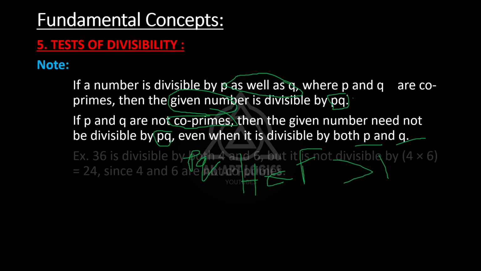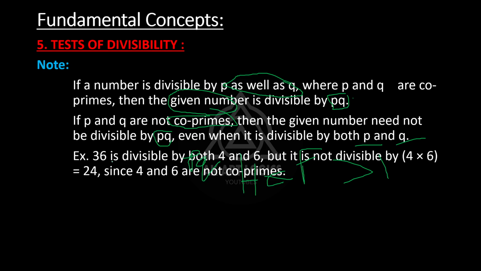Okay, so let us see some examples. 36, as I have discussed, is divisible by both 4 and 6, but it is not divisible by 24, which is the product of 4 and 6, right? Because 4 and 6 are not co-primes. The HCF of 4 and 6 is 2, because 1 can divide 4 and 6, but 2 also can divide 4 and 6, isn't it? So here HCF becomes 2. So even though 36 is divisible by 4 and 6 individually, if we multiply 4 and 6 we get 24, and 36 is not divisible by 24. Why? Because 4 and 6 are not co-primes. So this is the meaning of that line.